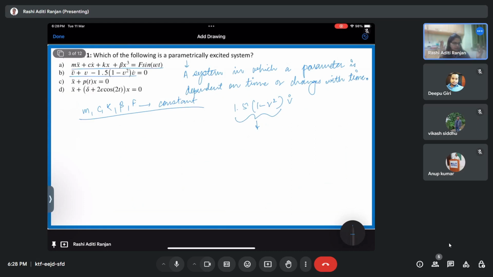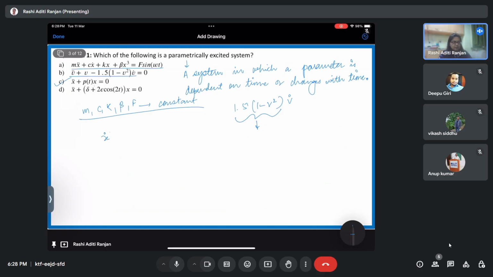Okay, it is not directly dependent on time. So this is a van der Pol equation. It cannot be said to be a parametrically excited system. Coming on to C, yes, it is a parametrically excited system, because over here we have x multiplied with p(t), where p(t) is nothing but a function of time.